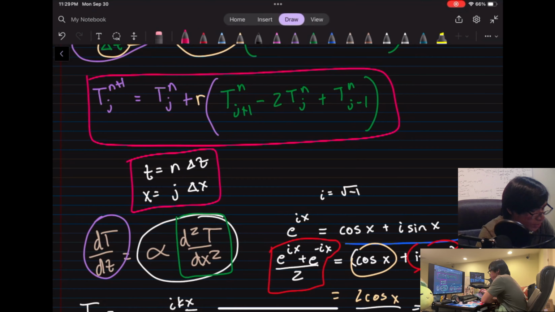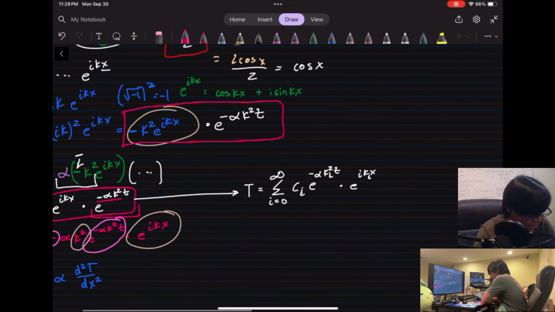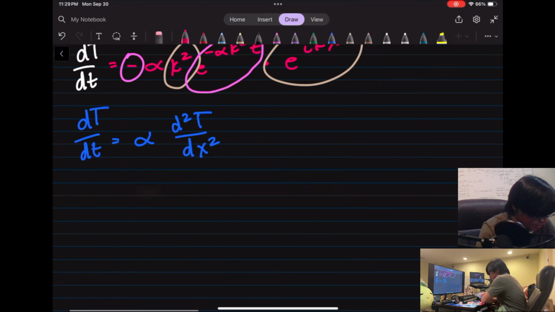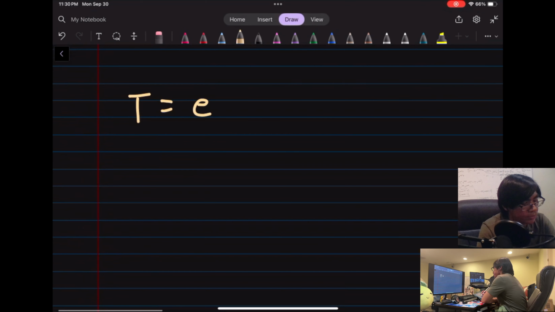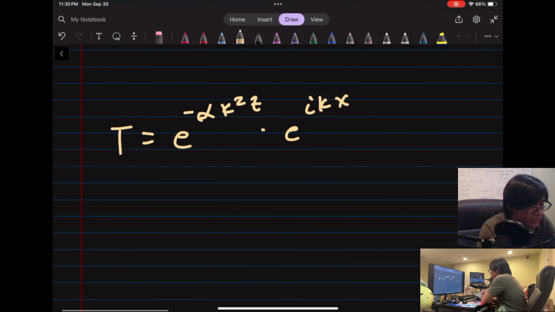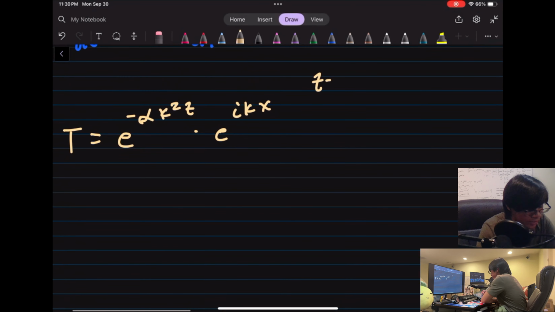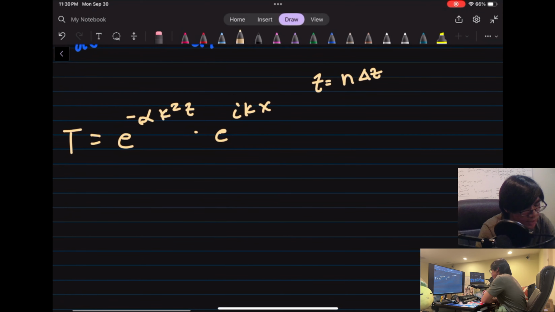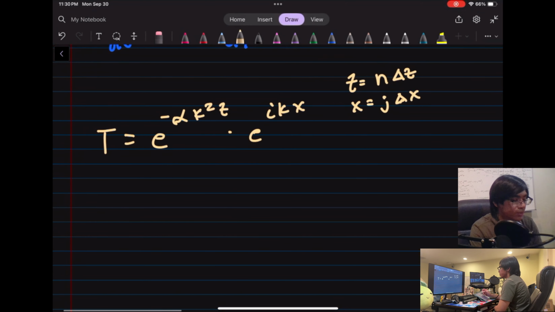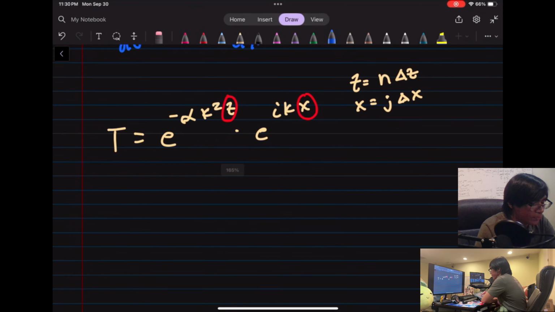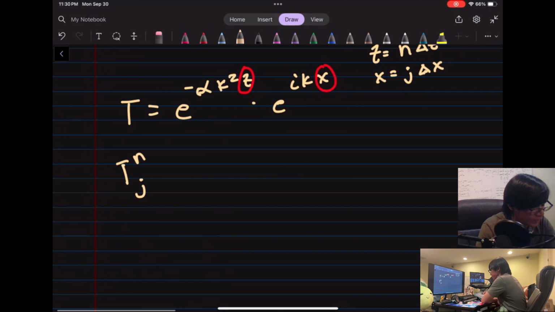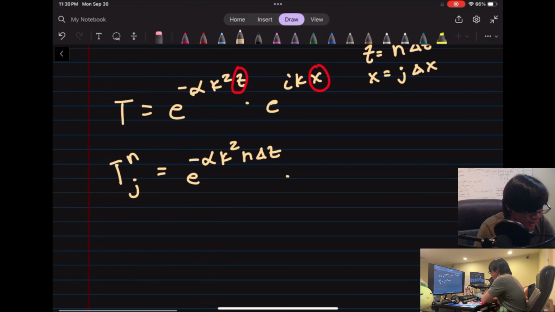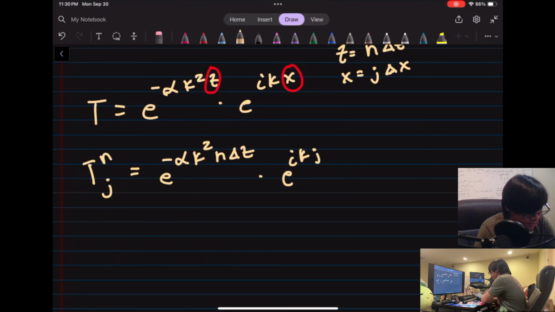So I think what we're going to want to do is take our temperature and rewrite it. I believe it is e to the negative alpha k squared t times e to the ikx. And remember that our t is simply n number of time steps with our discretization, delta t. x is the same exact thing, except we use j to denote it, and delta x. So we're literally going to substitute those in for t and x here. So now we're going to define them as T at n and j. So e to the negative alpha k squared, and again t is n delta t, and for the second term, for our position, ik j delta x.